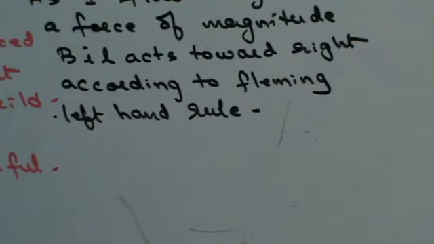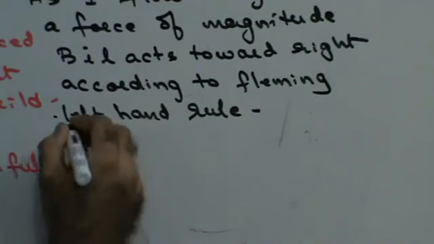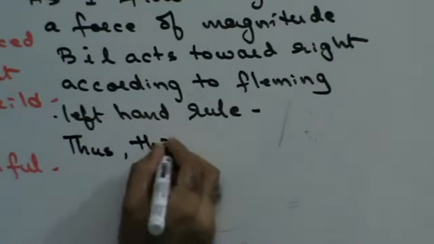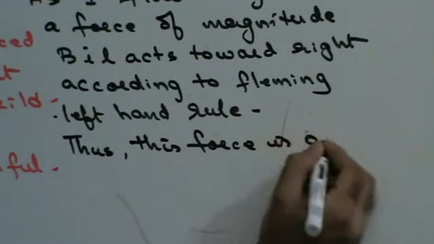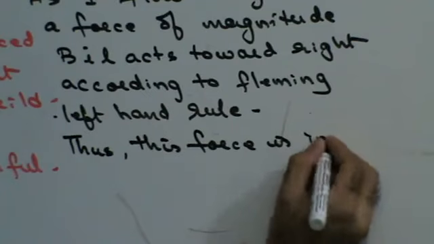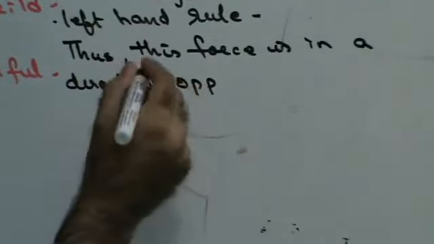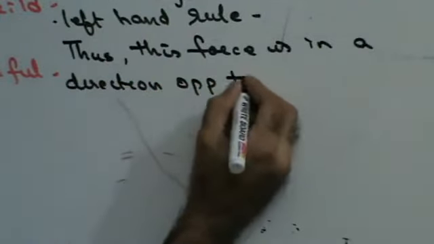This force is in a direction which is opposite to that of the applied force. When I was pulling the metal frame towards the left with a velocity of v, the force that is produced is going to pull the metal frame inside. The two forces are in opposite directions. I can say thus, this force is in a direction opposite to that of the applied force.